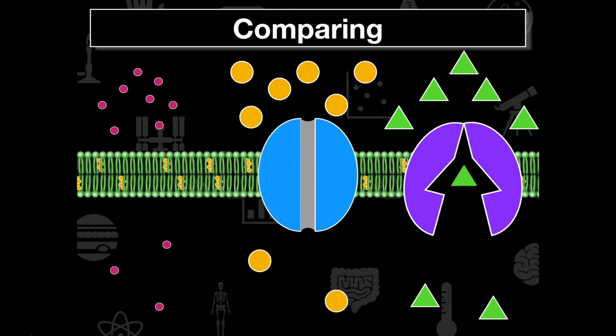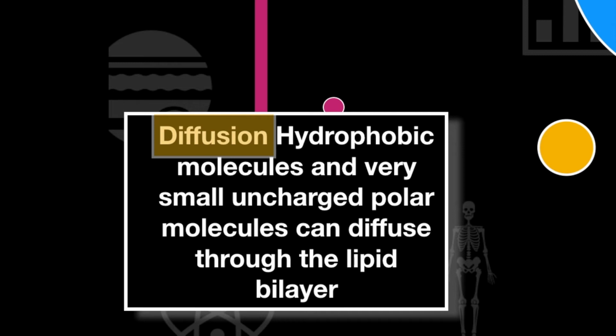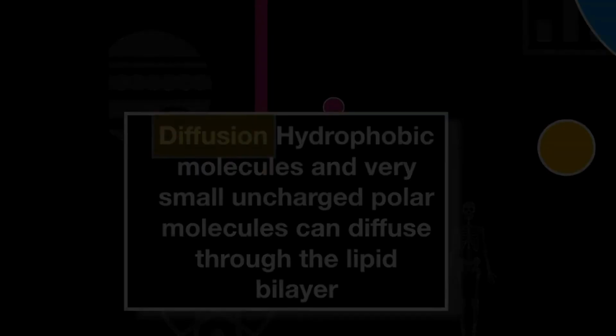So if we're comparing this, right now we're looking at passive transport, not active transport. Remember, in passive transport, we're flowing from a high concentration of ions to a low concentration. If we're thinking about passive transport, we have diffusion. So diffusion is going to happen. It's hydrophobic molecules and very small uncharged polar molecules that diffuse through the lipid bilayer.